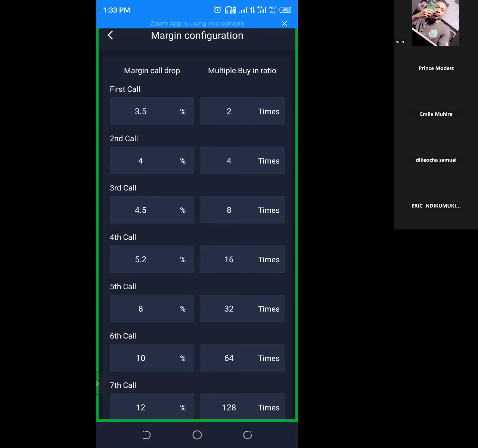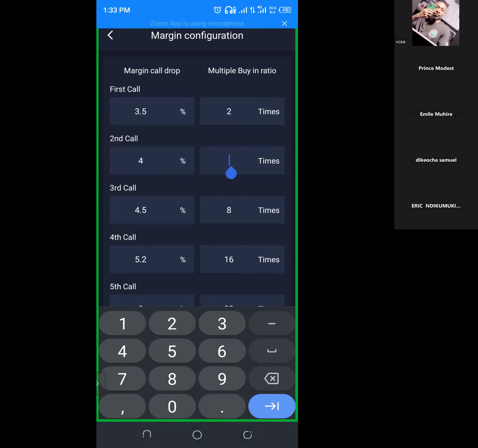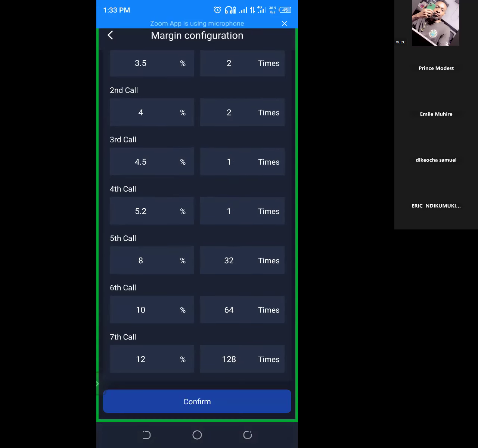You still have 1 left. You can add the other one to the second margin, which will give you 2 again. So you put 2 on the second margin call, on the multiple buying ratio. Then the other ones, you put 1 all through, which has given you 9 times of buy.